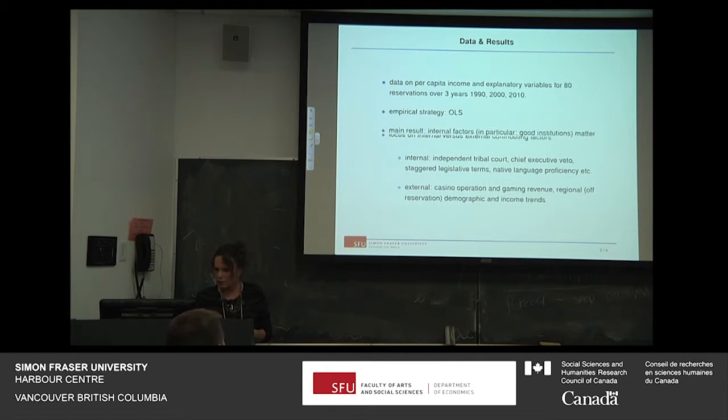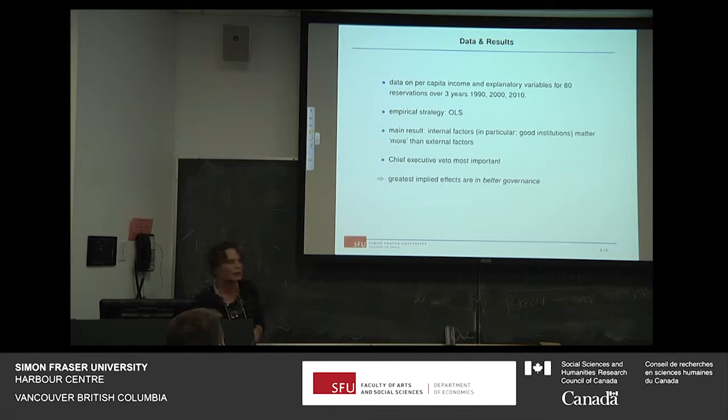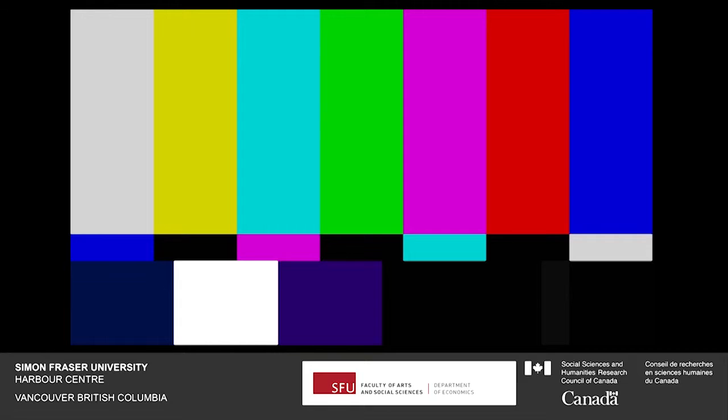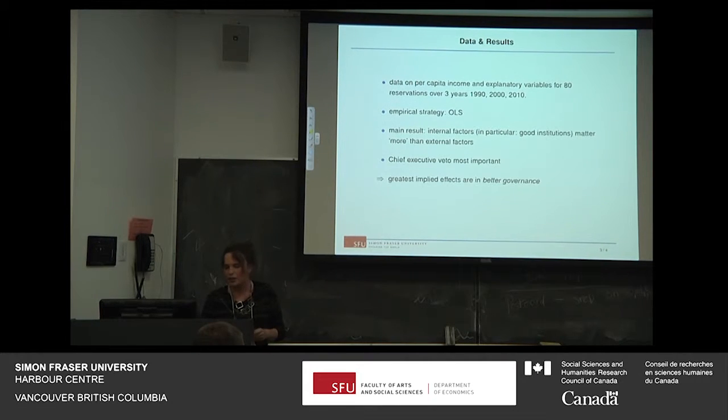The data that we're looking at here are from 80 reservations that have sufficient data, and we're looking at essentially three collection points: 1990, 2000, and 2010. The strategy they're using is OLS. The main results, that's my takeaway from what I read here, is really that institutions matter, internal governance matters, which is in a sense great.